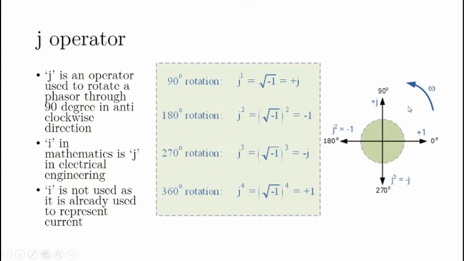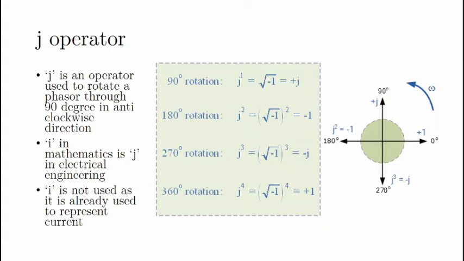J is an operator which is used to rotate the phasor through 90 degrees in the counterclockwise direction. So suppose we are considering the vector A. Vector A is rotated through an angle of 90 degrees. It is multiplied by j, so it is aj. And again when it is rotated by another 90 degrees, it is aj squared. j squared is equal to minus 1. Again with another 90 degree rotation, it is j cubed into a.